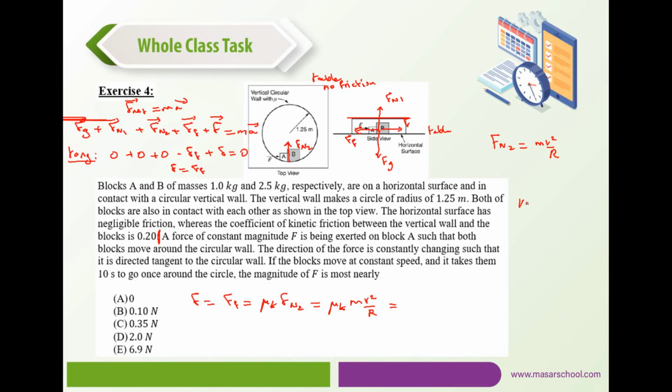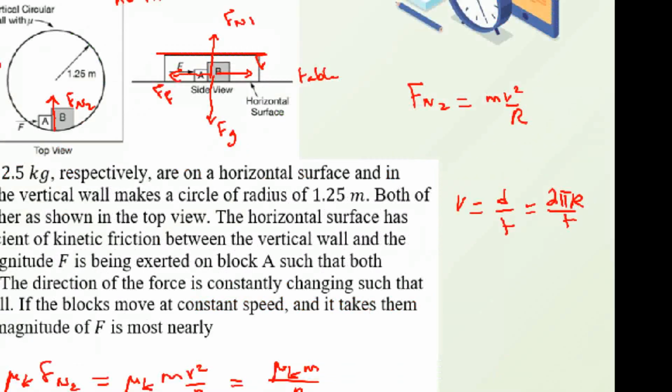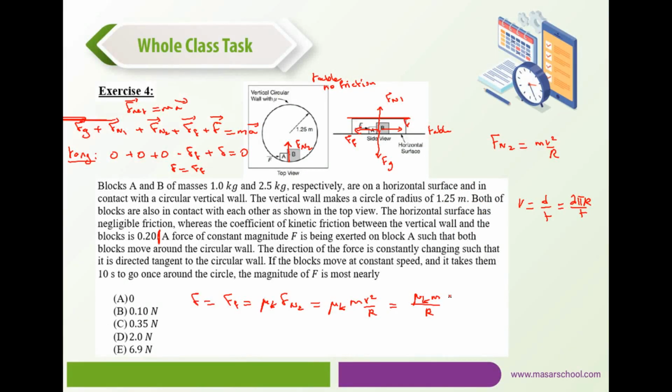We know that the speed is distance over time. Now we have the time, which is 10 seconds, but what about the distance? They are traveling along a circle, then the distance along the circle would be the circumference given by 2 pi r divided by t. And now let me replace these expressions. We have mu k m divided by r. Now v square would be 4 pi square r square divided by t square. And this would cancel with that. Now mu k is given by 0.2.